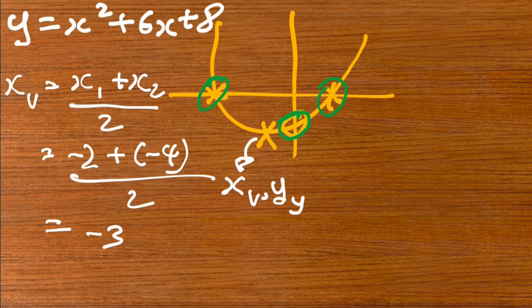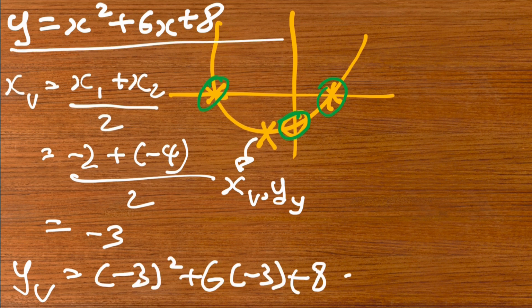And to get the y coordinate of the vertex, we just have to substitute the negative 3 back into the quadratic equation, which will give us negative 1. So the vertex or turning point of this quadratic graph is located at negative 3 and negative 1.